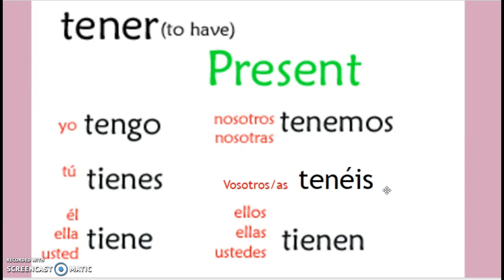Tenemos, we have. Vosotros and vosotras, you all, informal, in Spain have. And then ellos, ellas, they have. Ustedes, you all have. So please pause this, copy down the verb tener in this chart form, and then we'll continue.